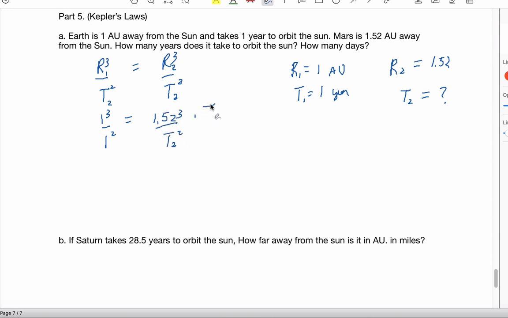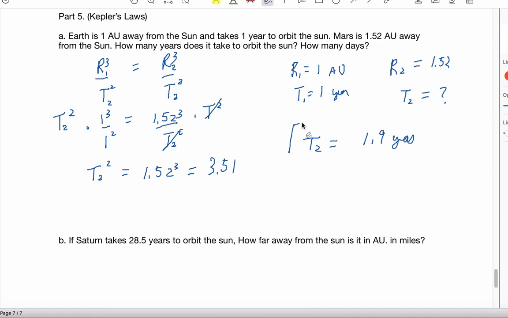Now let's just cross multiply both sides by t2 squared. And so that's going to get us t2 squared equals 1.52 cubed. Make sure I have that right. 1.52 cubed is going to be 3.51. And so when we take the square root, we're going to end up getting Mars's year is about 1.9 years.